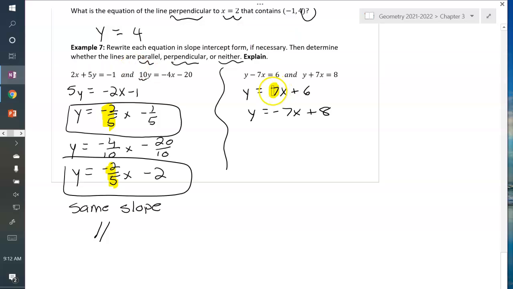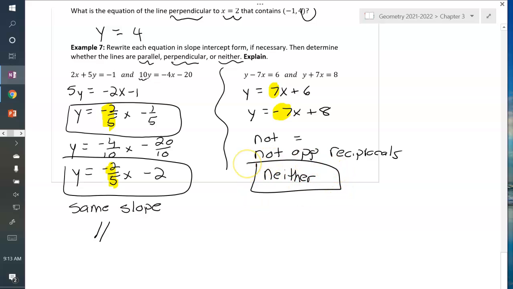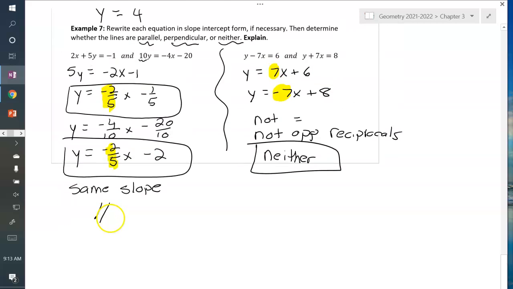This one, the slope is 7. This one, the slope is -7. So I did switch the signs, but I do not have reciprocals. Also, they are not equal to each other. So not equal and not opposite reciprocals. So for that reason, this one is a neither. There's your answer there.